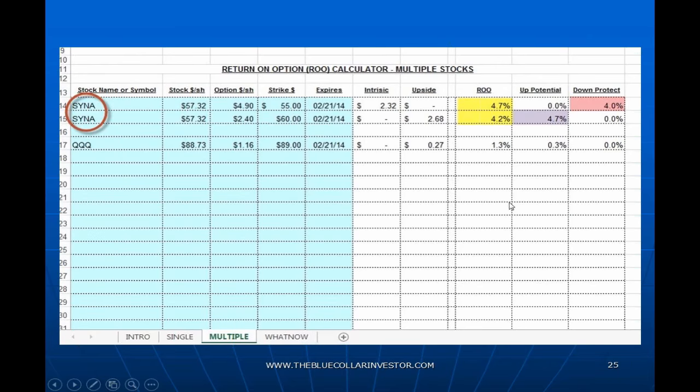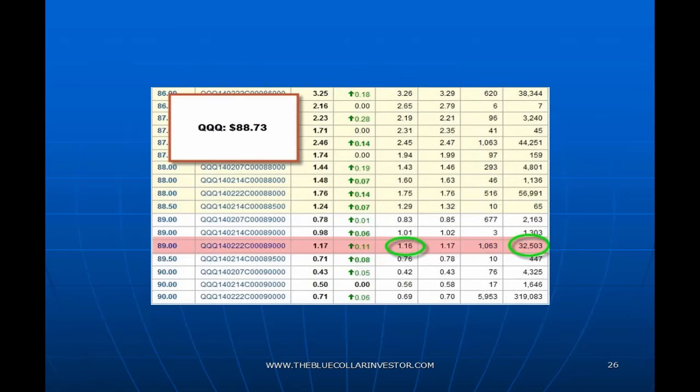Now, here's a strategy I use in my mother's portfolio where I sell covered calls on exchange-traded funds. Now, these are mutual funds that behave like stocks, and many of them do have options associated with them. Here I'm showing you a screenshot for the Qs, which represent the 100 largest non-financial companies that trade on the NASDAQ exchange, so mostly tech companies.